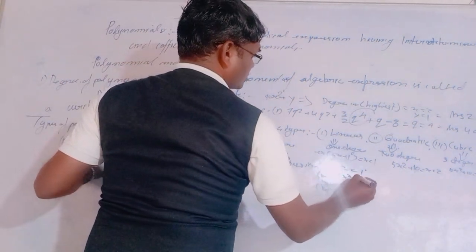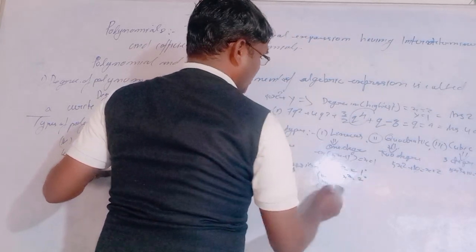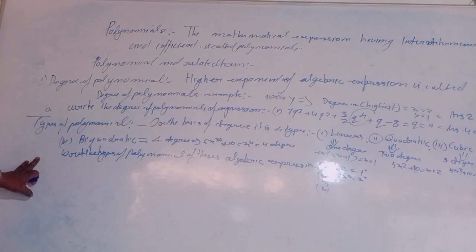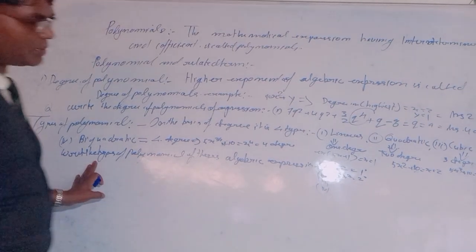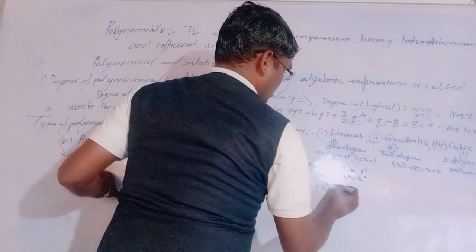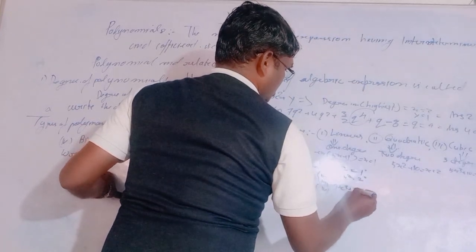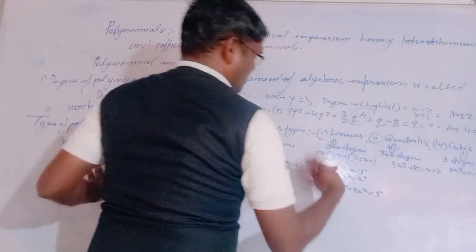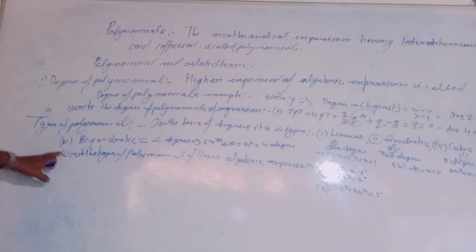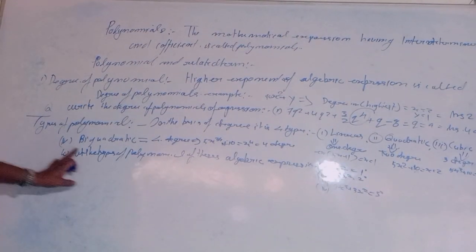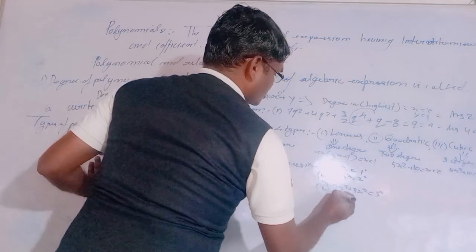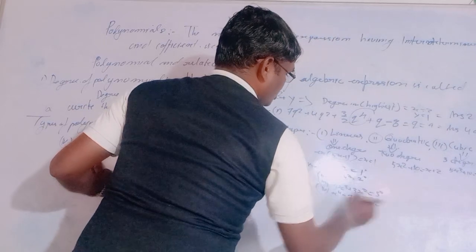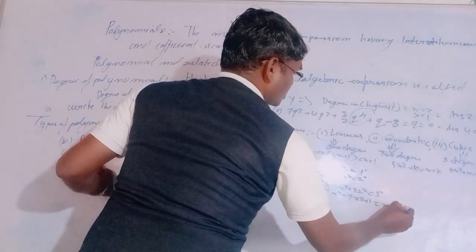8x square, so x is equal to 2 degree. And suppose that third, we have taken here 9x cube plus 3x square. So here is the 3 degree. And further, suppose that we will take here another example, x to the power 4 minus 7x square plus 1. So x is equal to 4 degree.